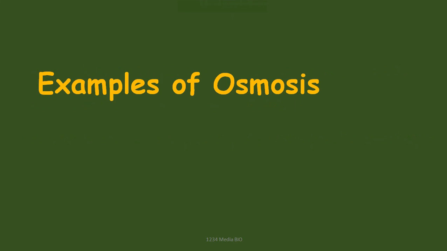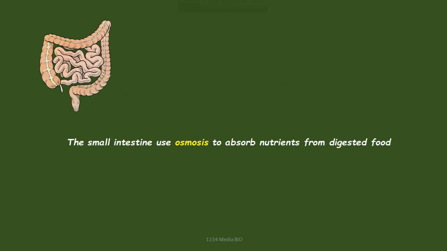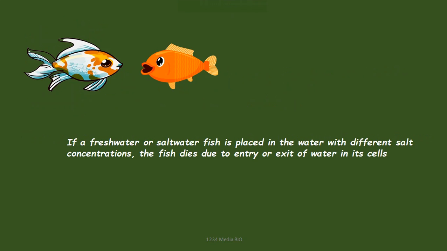What are the examples of osmosis? The roots of plants use osmosis to absorb underground water. I guess we discussed this earlier in the video. The small intestine uses osmosis to absorb nutrients from digested food. The kidneys use osmosis to remove waste materials from blood. If a freshwater or saltwater fish is placed in water with a different salt concentration, the fish dies due to entry or exit of water in its cells. This is because any kind of fish can only survive in its appropriate aquatic environment.